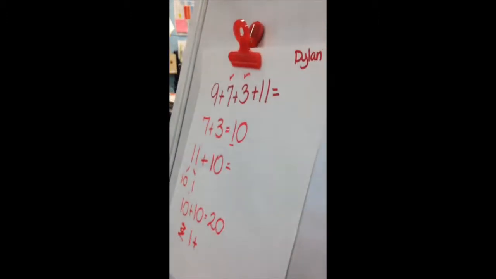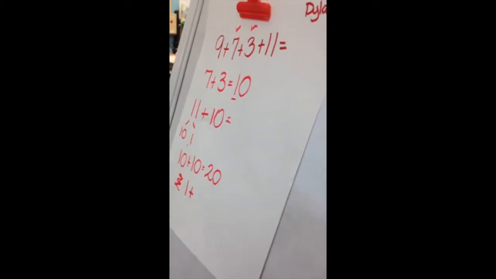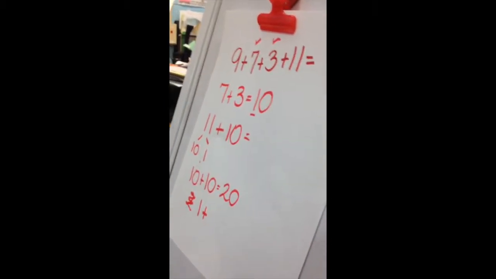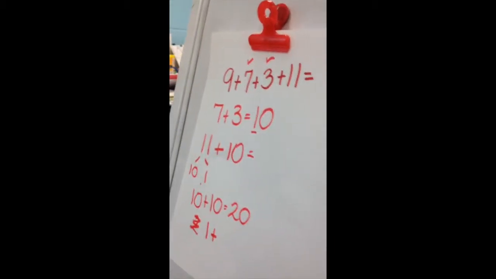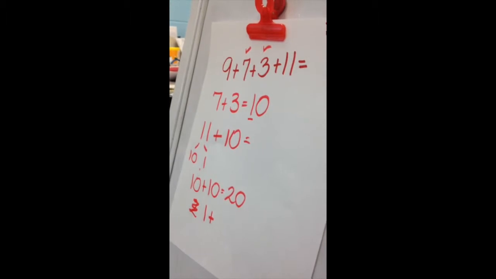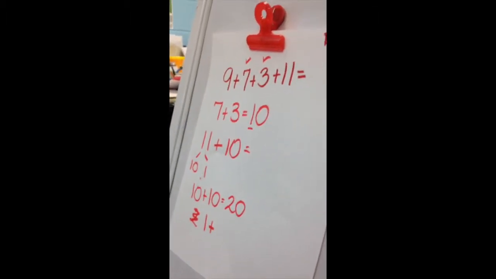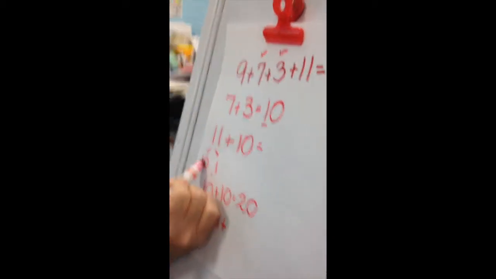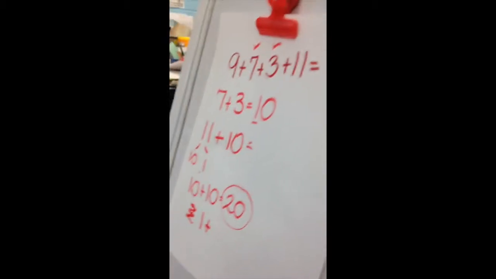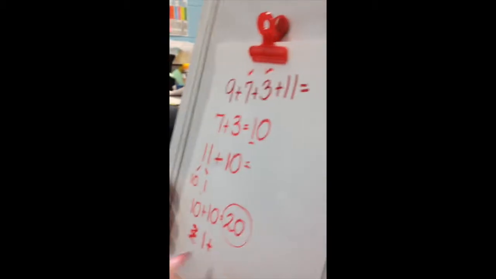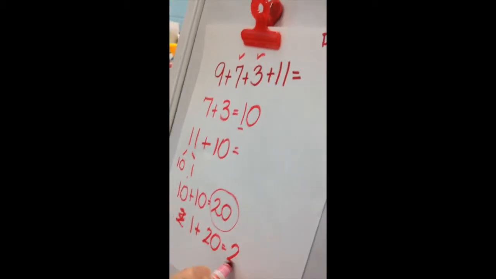It's so easy for him. It was hard to explain. Brooklyn, what did he do right here? Well, he stopped and thought for a second and just tried to remember how he did it the first time. And what do you think he did? He took the 10 from here and the 10 from here and got 20, but was he finished? No. What does he need to do? Add the 20 with the 1 to get 21.